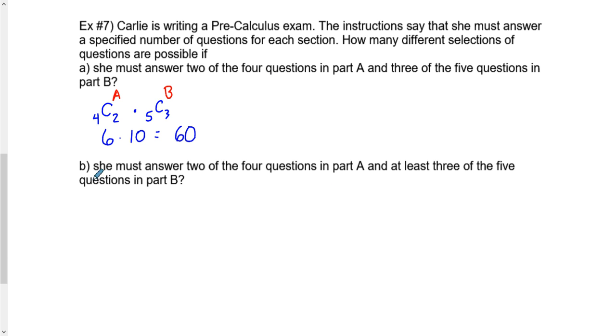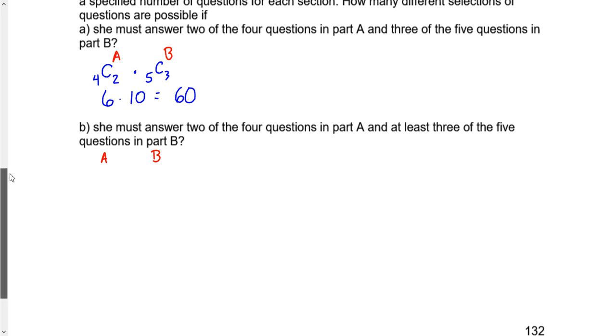Now, here's the difference. What about if she has to select 2 from the 4 questions in part A and at least 3 of the 5 questions in part B? Well, similar kind of setup. The biggest difference, if she has to select 3 from the 5, we know that that's going to be 6 times 10, which is 60.